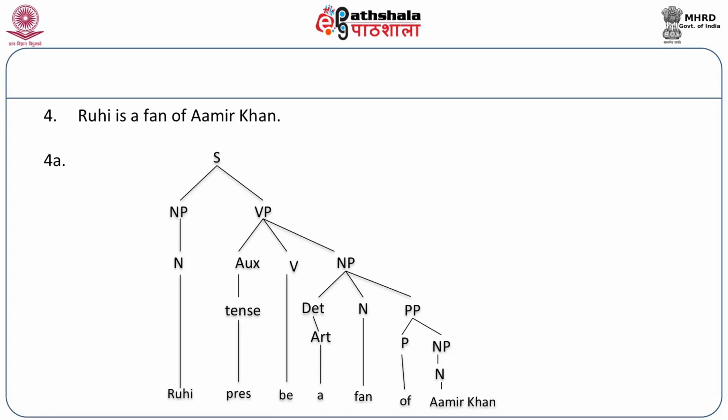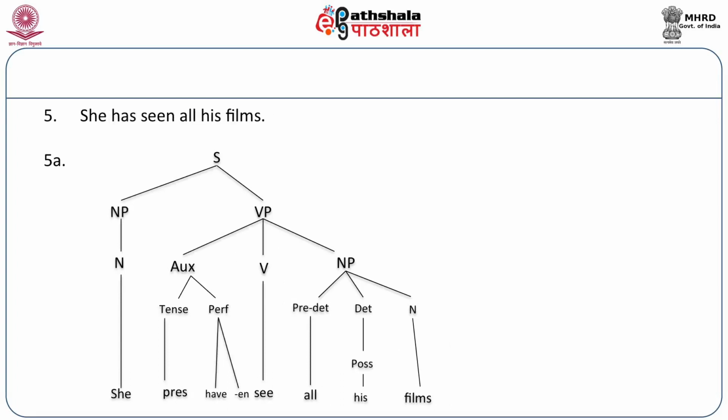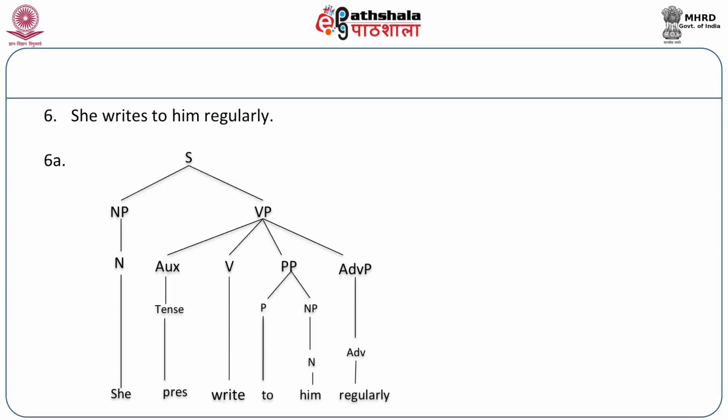Auxiliary is tense and V is be. And under the NP we have a determiner, noun and a preposition phrase. The determiner is an article which is a, and the noun is fan, and preposition phrase is of Amir Khan, where preposition of occurs and it is followed by a noun phrase Amir Khan. Here in 5A we have a tree diagram for the sentence she has seen all his films. And in 6A we have a tree diagram for the sentence she writes to him regularly.